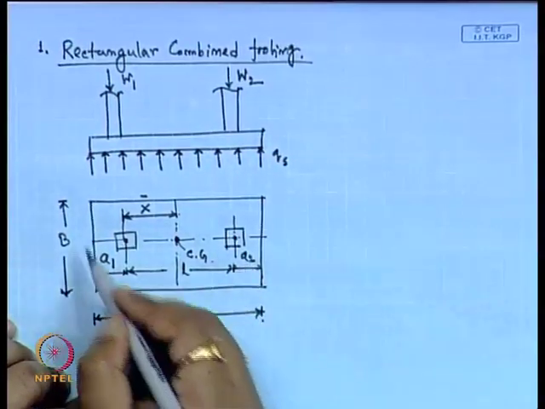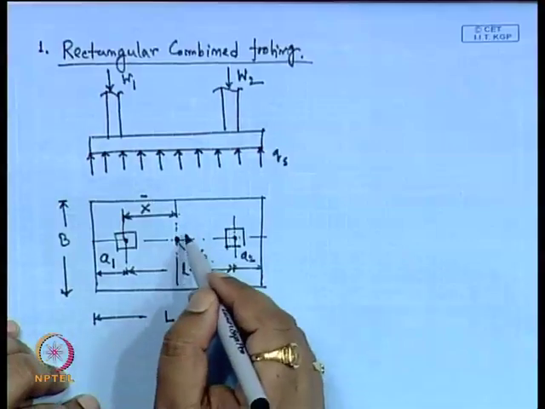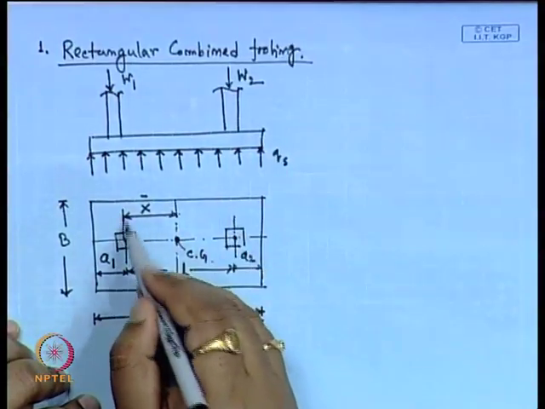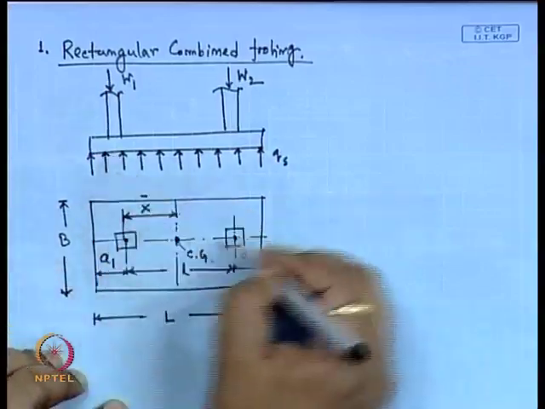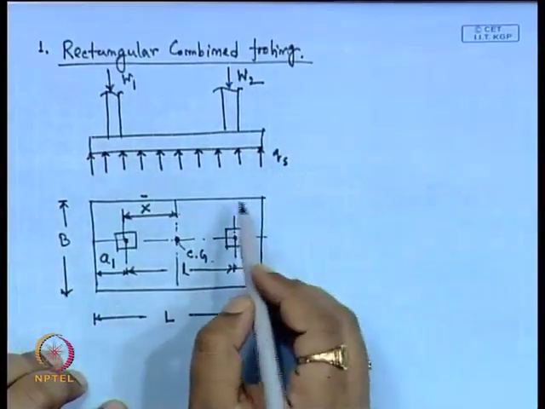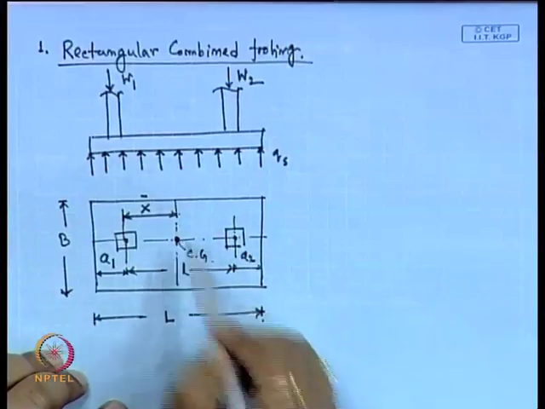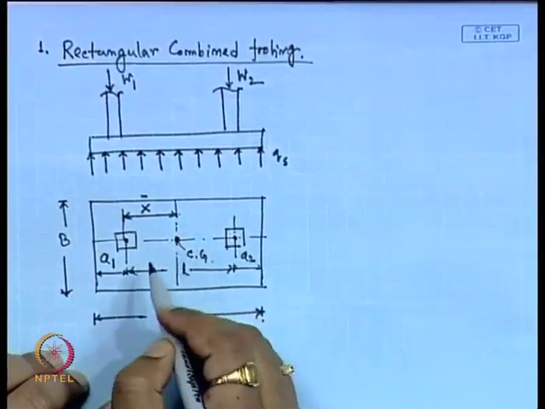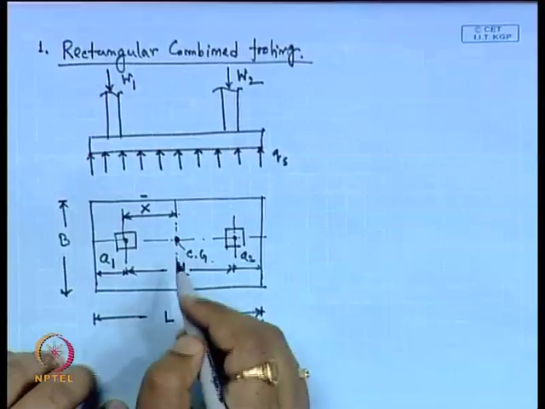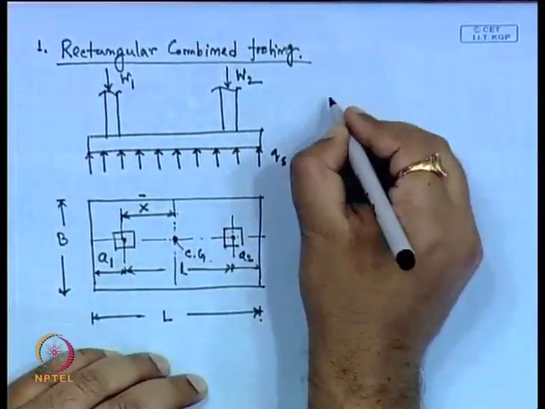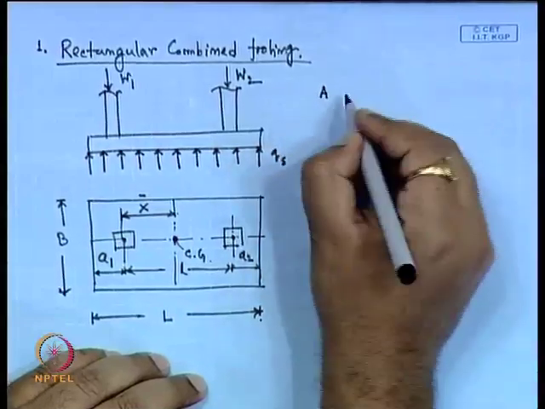Now, you have to choose A1, A2, B, L such that the resultant force, that means W1 and W2, these are the two forces acting on the columns, the resultant force should act at the CG of the combined footing. We can design in that fashion also, that the resultant of these two forces will act at the CG of the foundation.